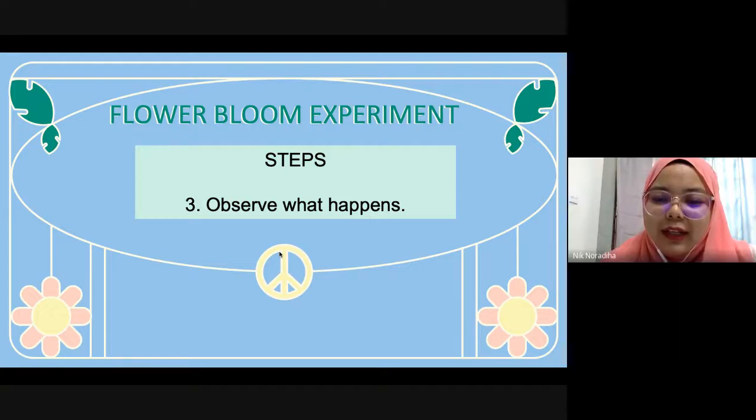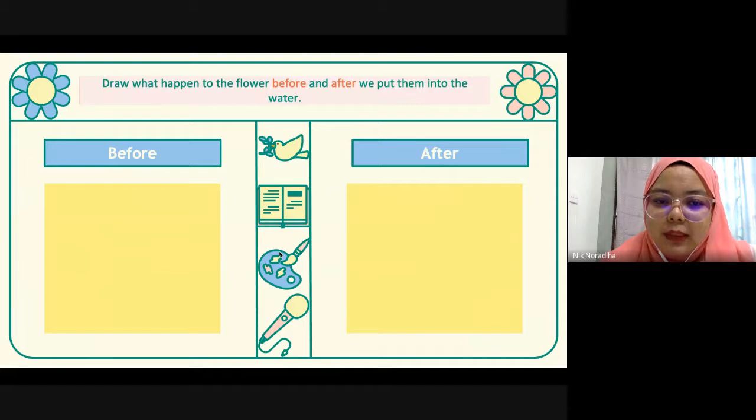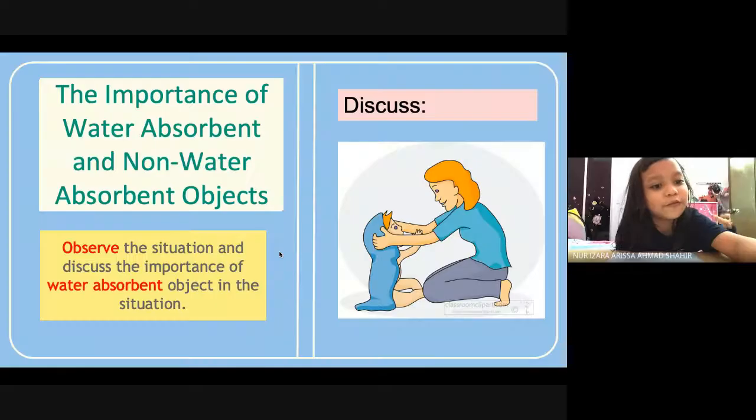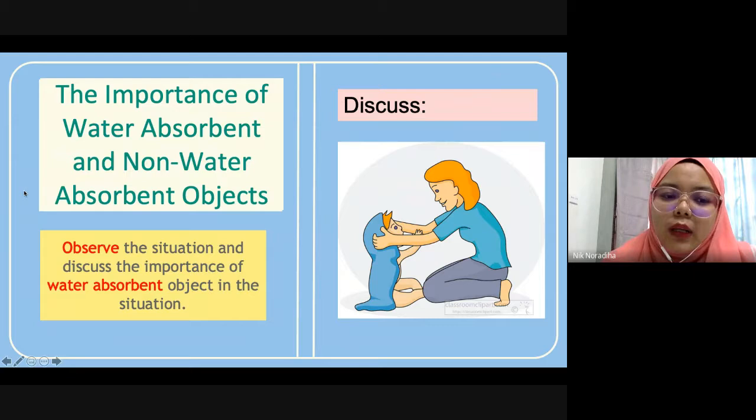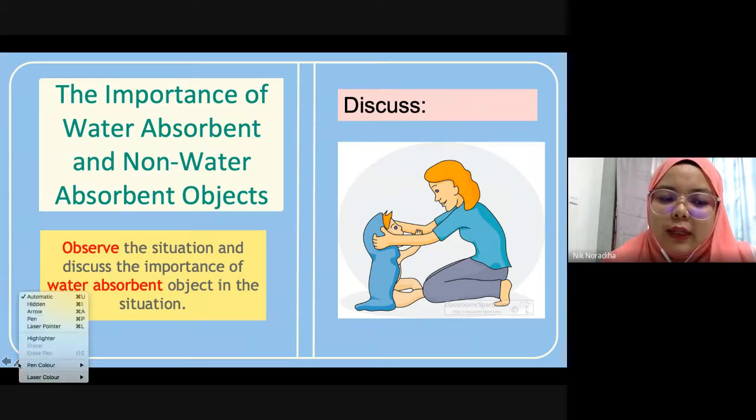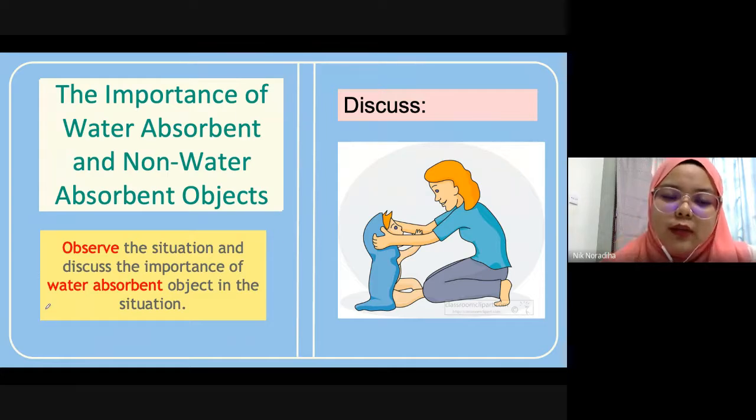We already finished the experiment. Please turn off your microphone. Let teacher be the only one who is talking, okay? So that you can hear the sound clearly.